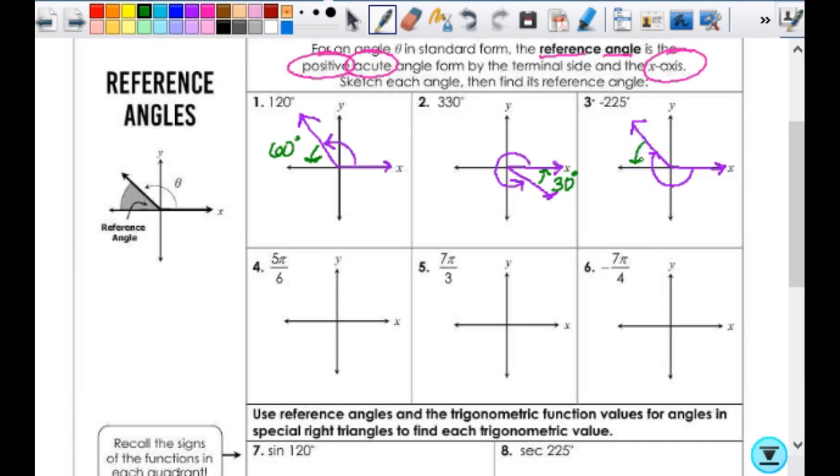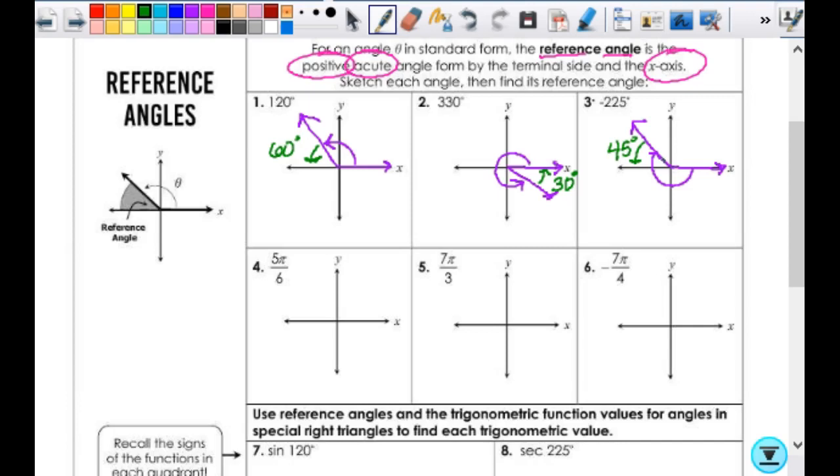It's always acute, always created with the x-axis. How much farther did I go from 180? 45, right? And so if you ask yourself that question when you're graphing it, like, okay, I made it to 180, how much farther do I go? 45. Well, then it's 45 degrees to get back. Does that make sense?